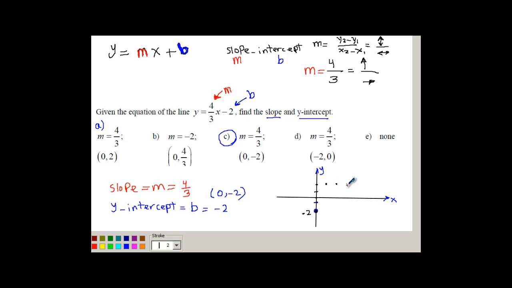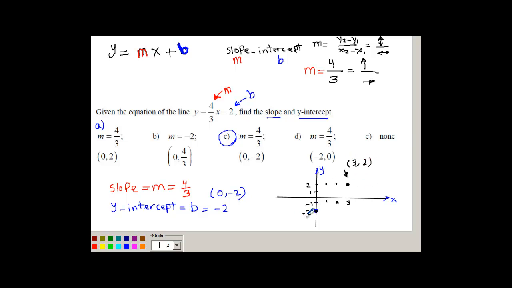So can you tell me what that point would be? That point would be x would equal 3, and y would equal 2. So 3, 2. Very good. X is equal to 3, y is equal to 2.